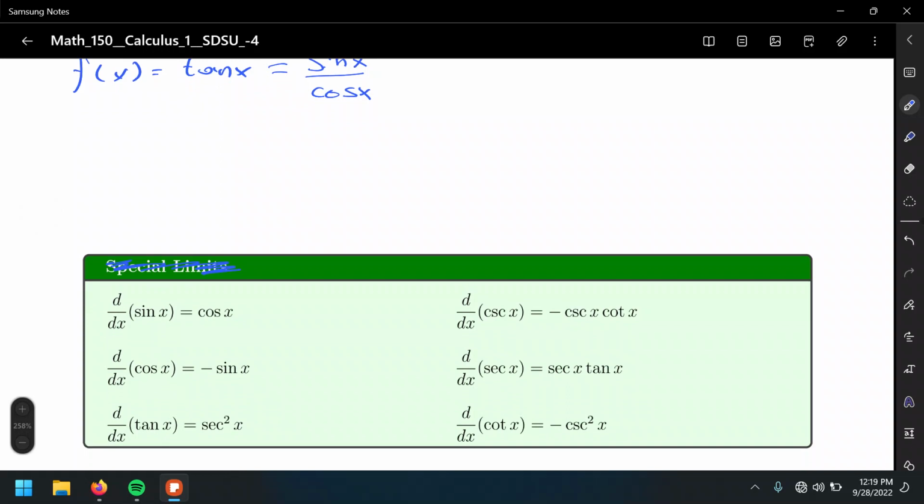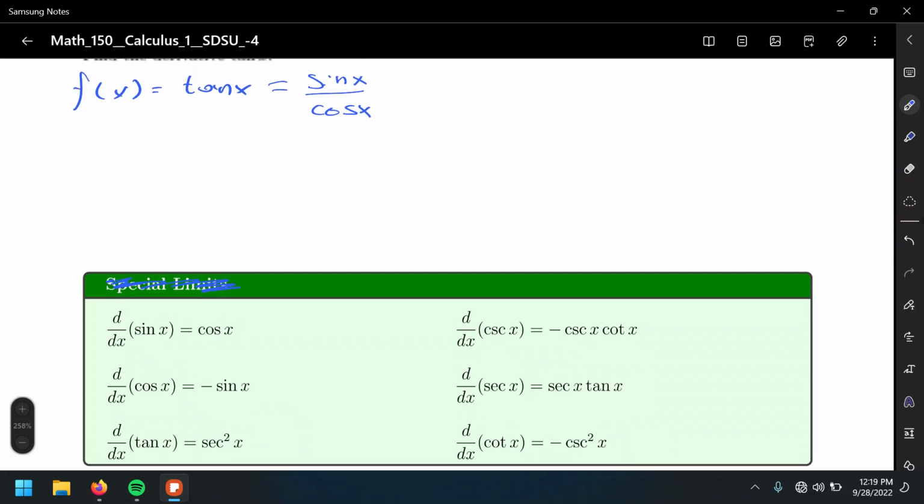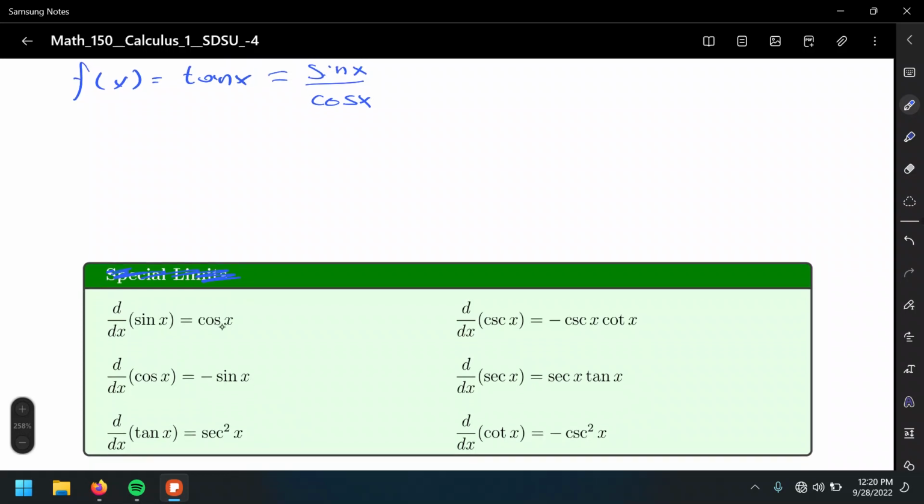A pattern that you might want to consider here is that the derivatives of the functions that start with co, like cosine, cotangent, and cosecant, are all negative quantities. Everything else, like sine, tangent, and secant, the ones that do not have a co in them, are positive in this case. All right. So in this case, the derivative of sine is cosine. The derivative of cosine is negative sine. All right, and so on and so forth.